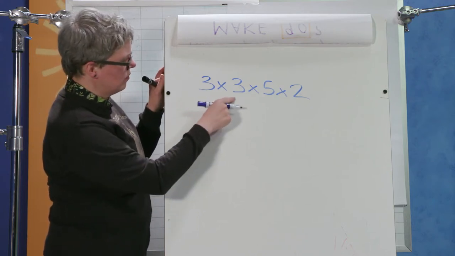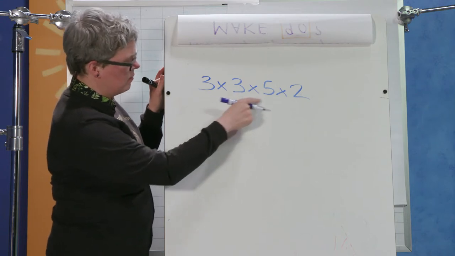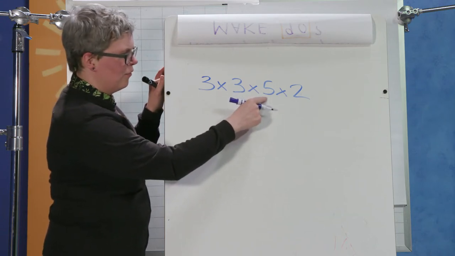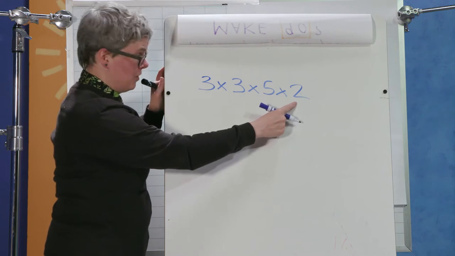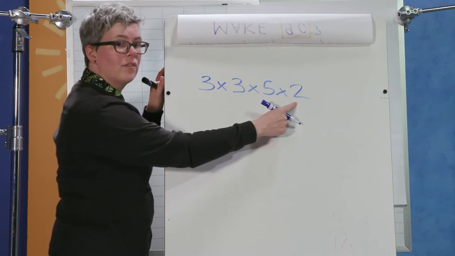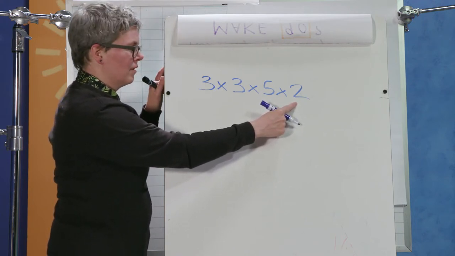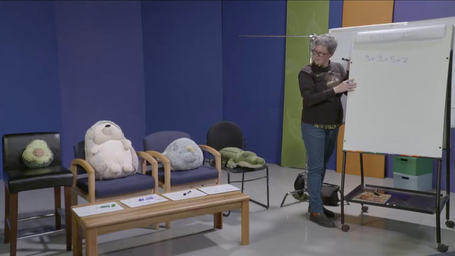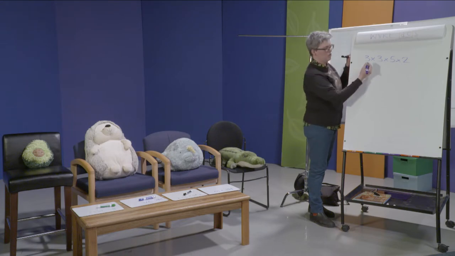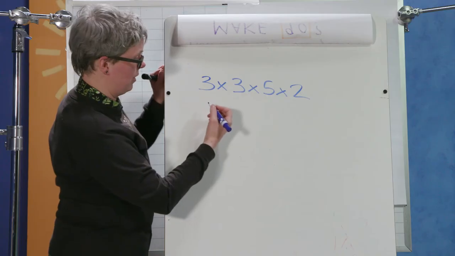So 3 times 3 is 9. 9 times 5 is 45. 45 times 2, remember that that's just the same as 45 plus 45, is 90. Very cool. You know what you did, Neville? You found the prime factorization of 90. I'm going to show you a shortcut, because we know that mathematicians love shortcuts.